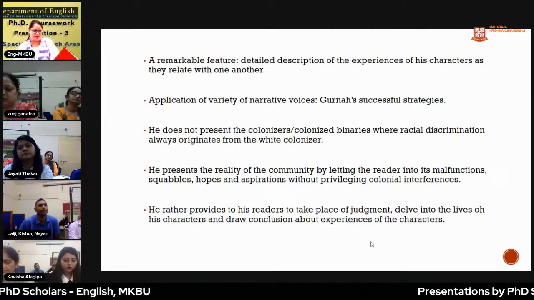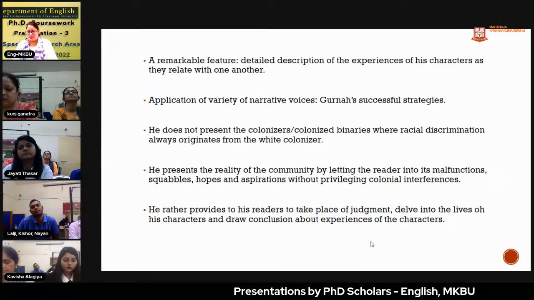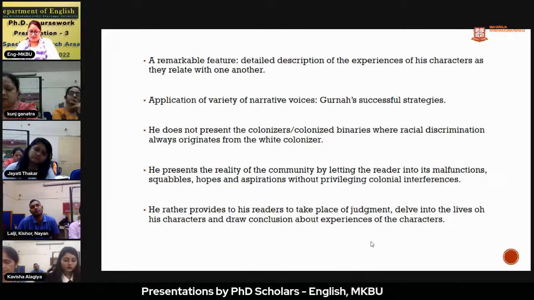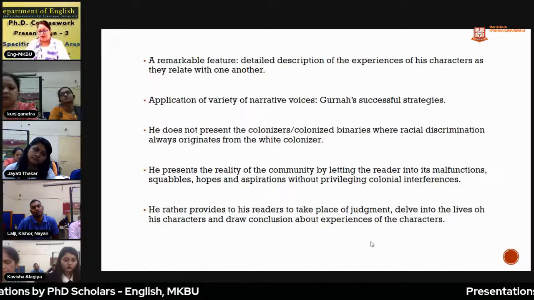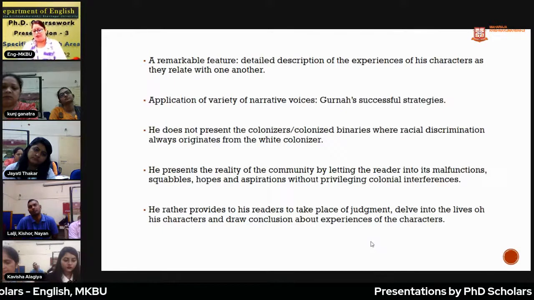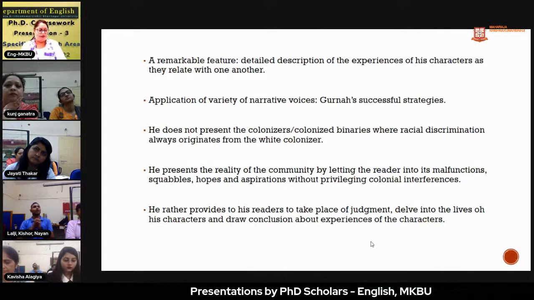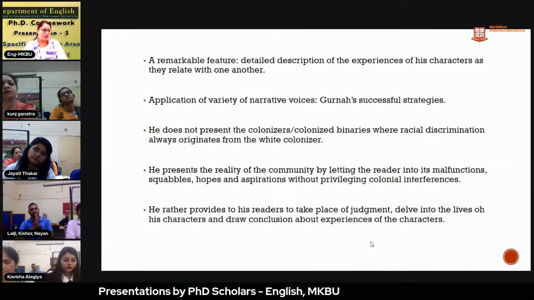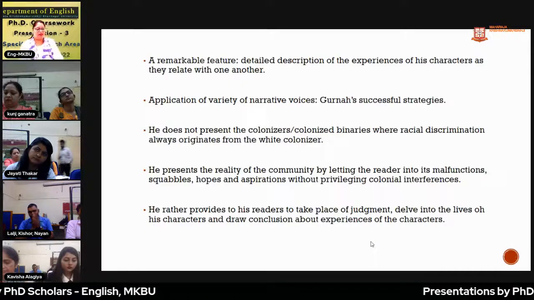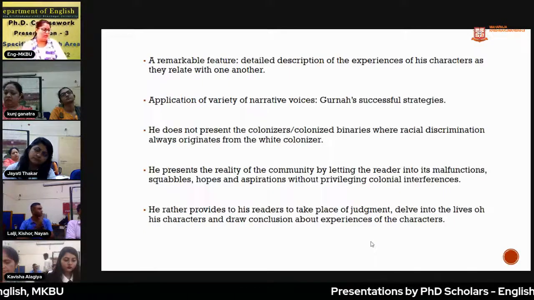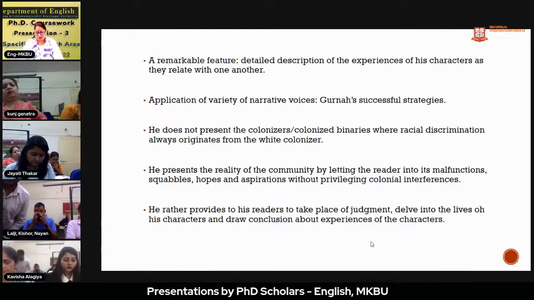A remarkable feature that we find with his writings is the detailed description of the experiences of his characters as they relate with one another. Then there is the application of a variety of narrative voices that Gurnah successfully uses, the strategies of narratives in his writing. There is also a muted narration technique, and there is also an unreliable narrator.